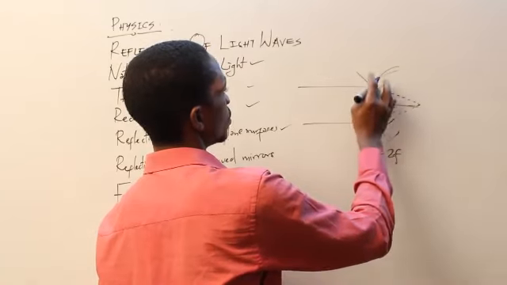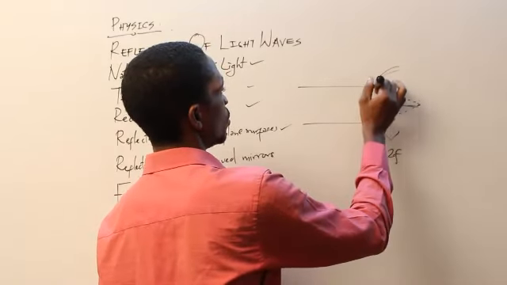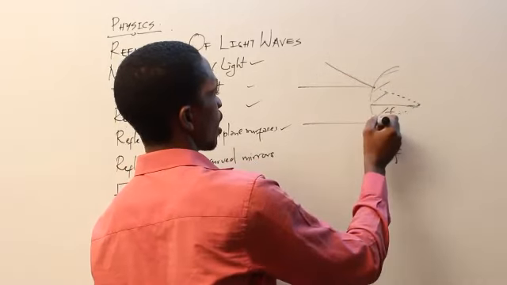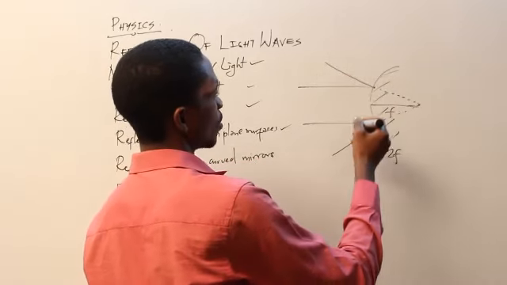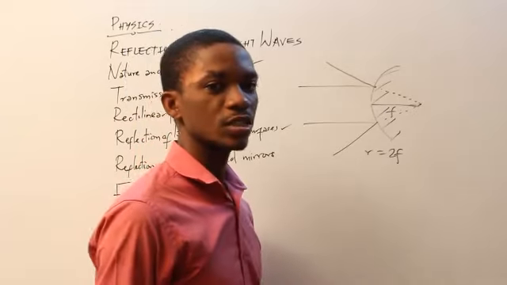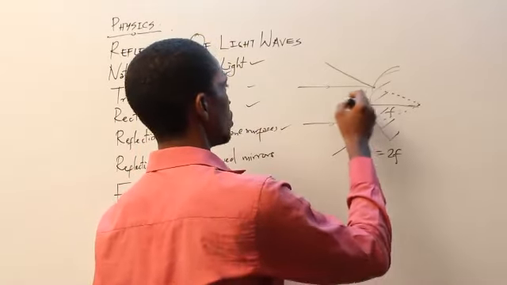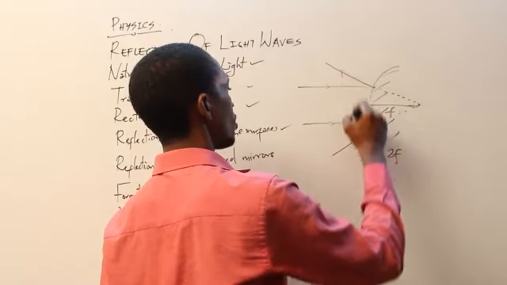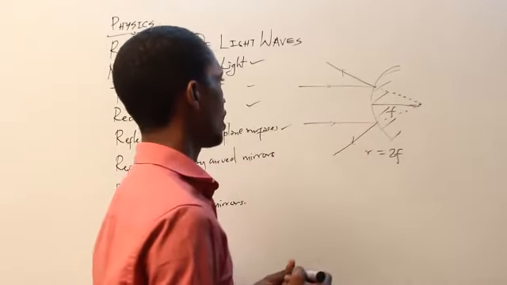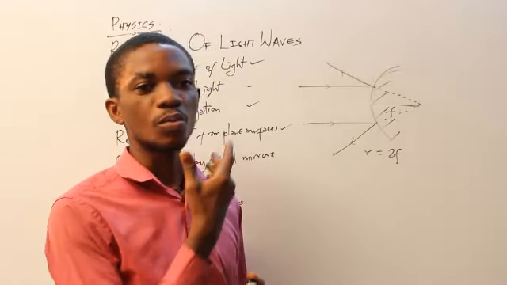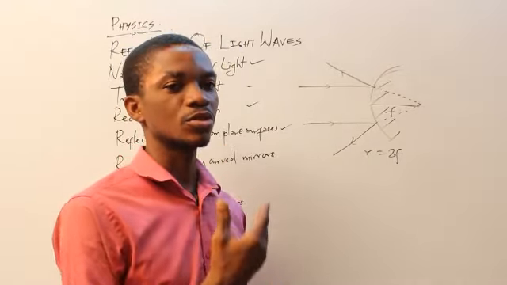So we know that our convex mirror is a divergent mirror. A divergent mirror. So the light would come out like this. That's why our convex mirrors are used for making shaving mirrors.